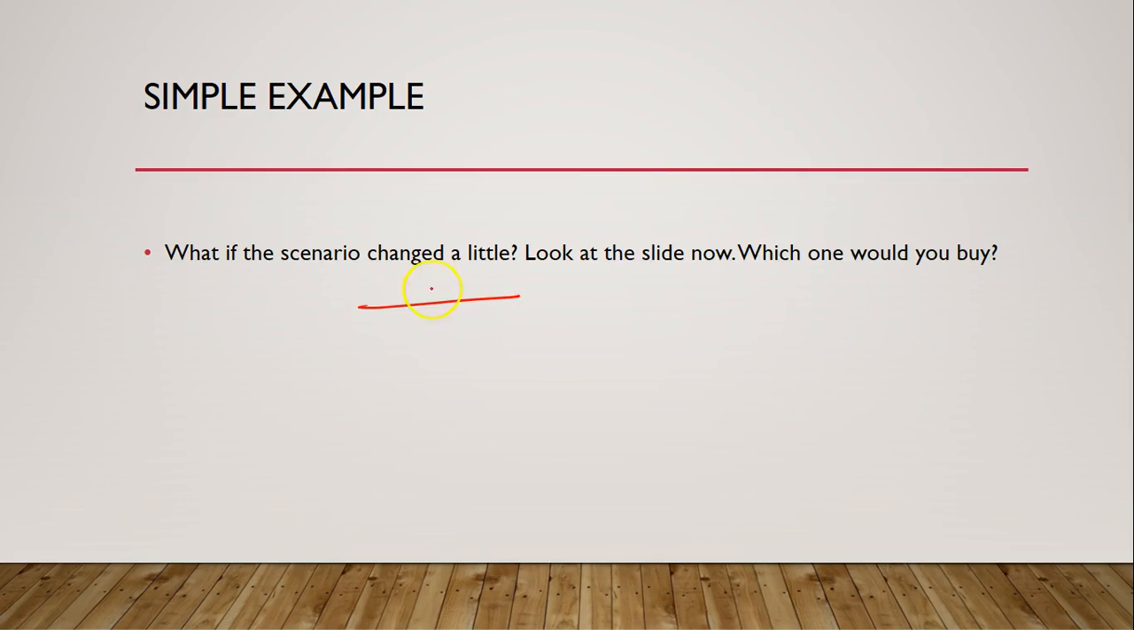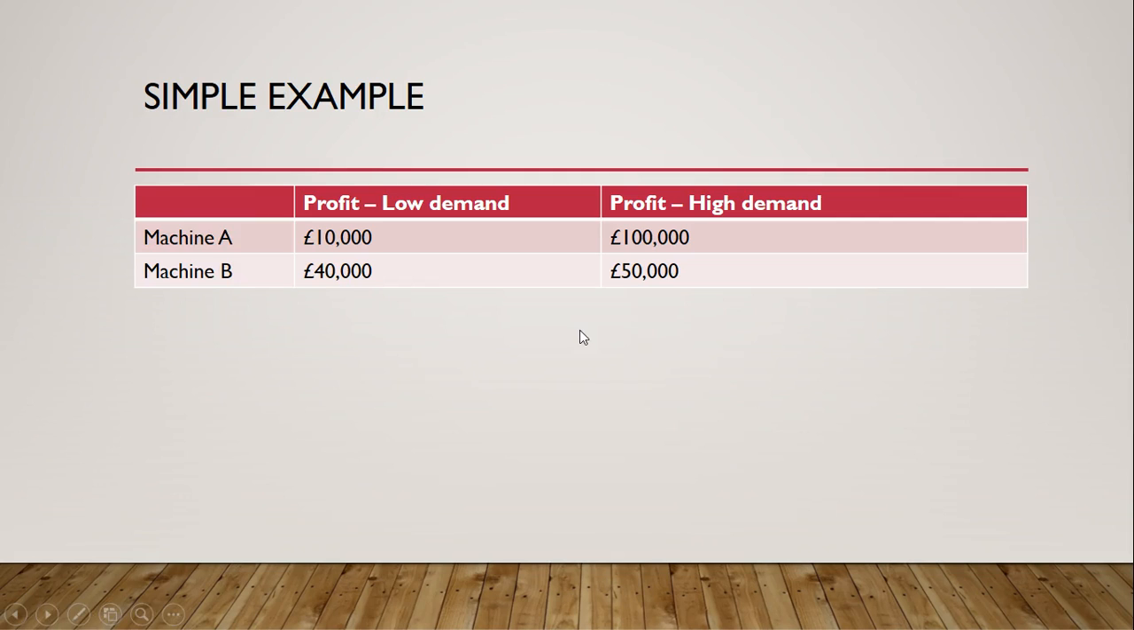What if the scenario changed a little? Look at the slide now. Which one would you buy? What if I said to you, well, actually, those figures you had were under a scenario where when there is low demand for our product and we buy machine A, we will make 10,000, and when there's high demand, we will make 100,000. And with machine B, when there's low demand, we'll make 40,000, and when there's high demand, we'll make 15,000. So you can see things do seem slightly more complicated.